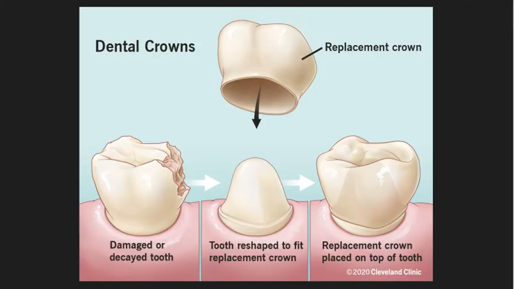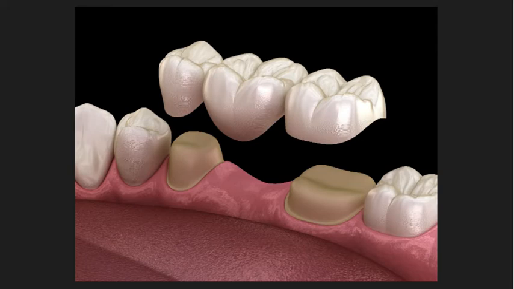Here's what that looks like if you're not familiar with the concept. And here's what a bridge looks like. So you're kind of replacing a lost tooth by putting a cap or crown with a prosthetic bridge over the two adjacent teeth.